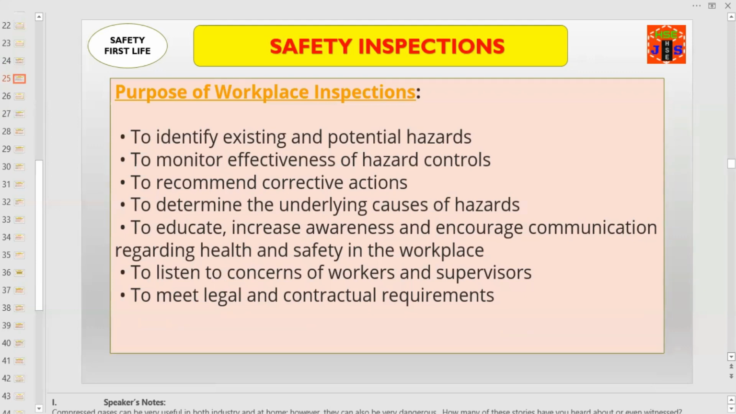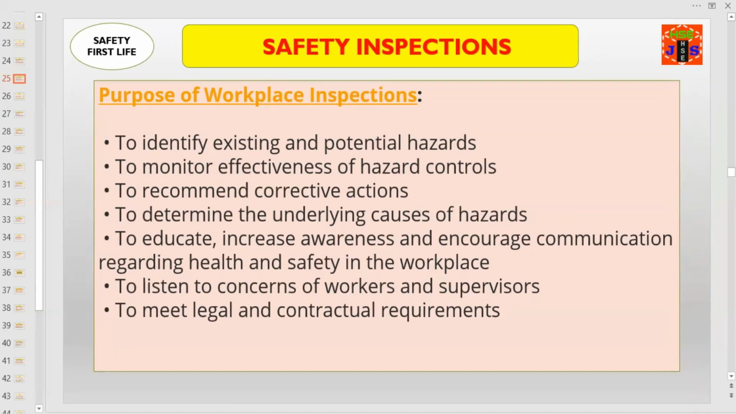What is the purpose of workplace safety inspection? In short, to identify existing and potential hazards, to monitor effectiveness of hazard controls, to recommend corrective actions, to determine the underlying causes of hazards, to educate, increase awareness, and encourage communication regarding health and safety in the workplace, to listen to concerns of workers and their supervisory staff, and to meet legal and contractual requirements. By defining the purpose clearly, you can easily understand site safety inspection is not a time wasting strategy. And definitely, once you are conducting site safety inspections regularly, there must be short term and long term benefits.